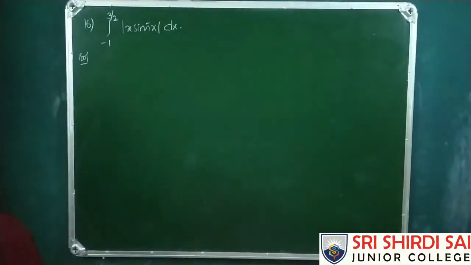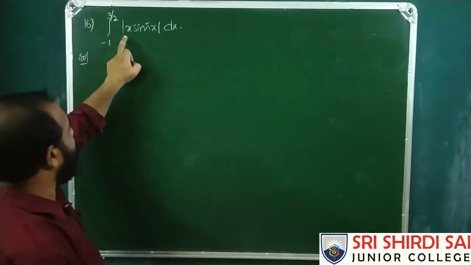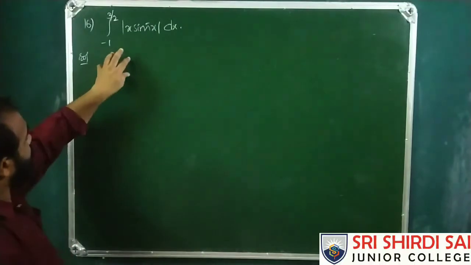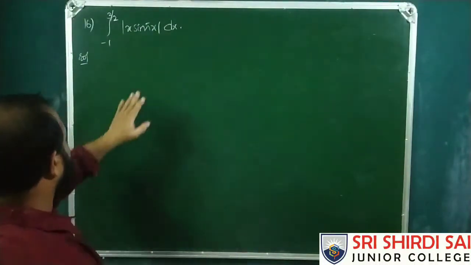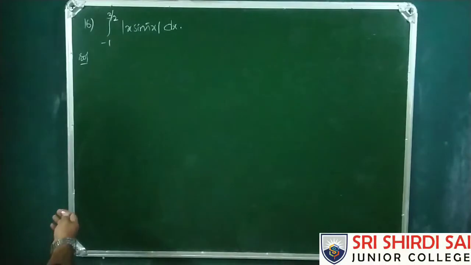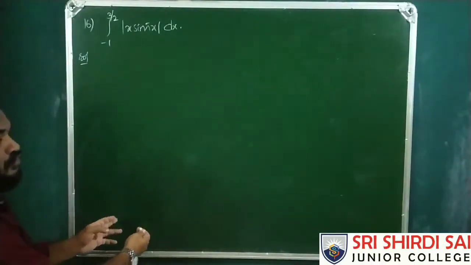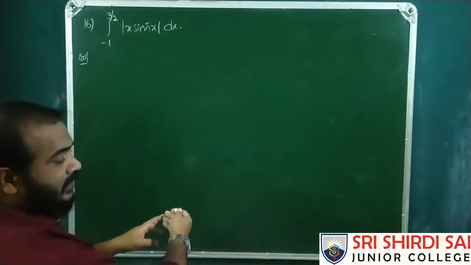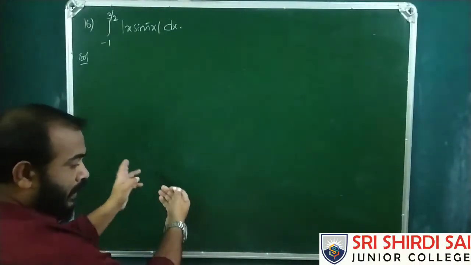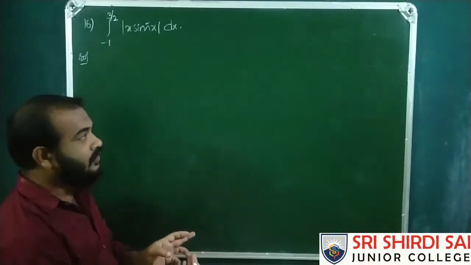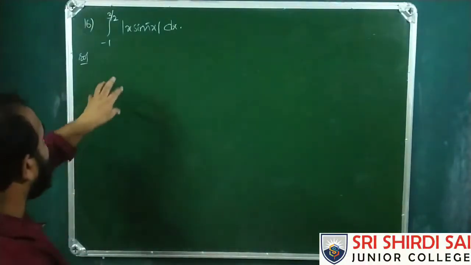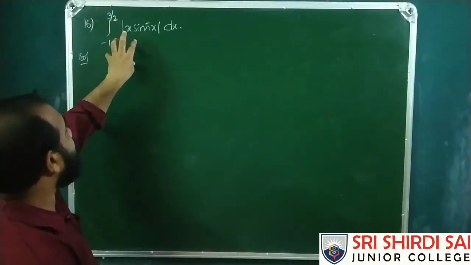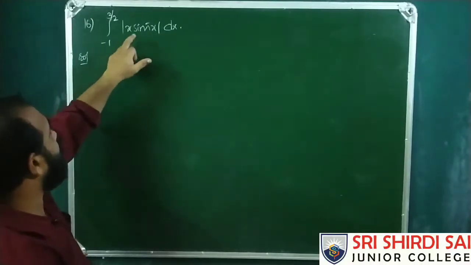Next question is the integral from minus 1 to 3 by 2 of modulus of x sin pi x dx. We have already done this kind of problems, modulus problems. The property of modulus is: modulus of x is equal to plus x at x greater than 0, and minus x at x less than 0. So that is why we first have to discuss its sign, where it is positive and where it is negative.